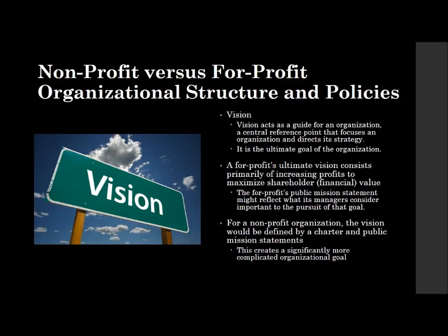Vision acts as a guide for an organization, a central reference point that focuses an organization and directs its strategy. It is the ultimate goal of the organization. For-profits versus nonprofits have very different visions and very different structures and policies to reach those visions. A for-profit's ultimate vision could be argued to consist primarily of increasing profits to maximize a shareholder's financial value, while the for-profit's public mission statement might reflect what its managers consider important to the pursuit of that goal. For a nonprofit organization, the vision would be defined by a charter and public mission statements, creating a significantly more complicated organizational goal.